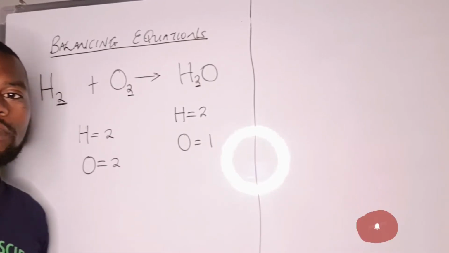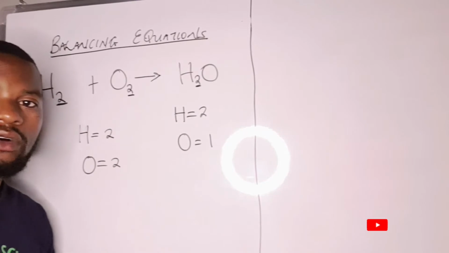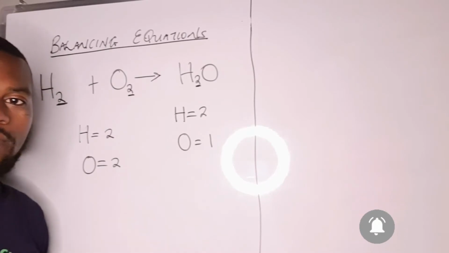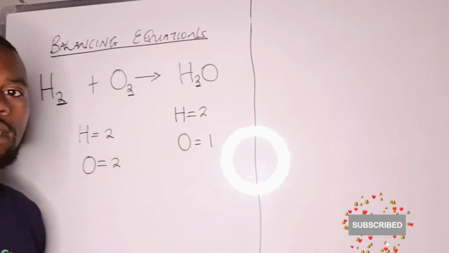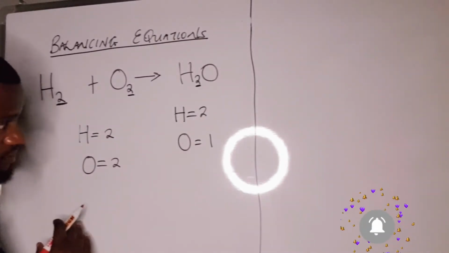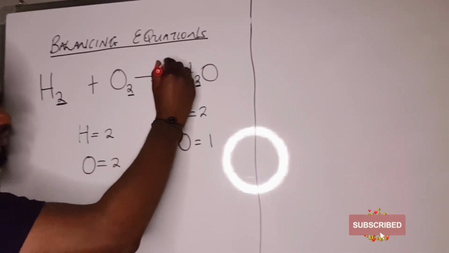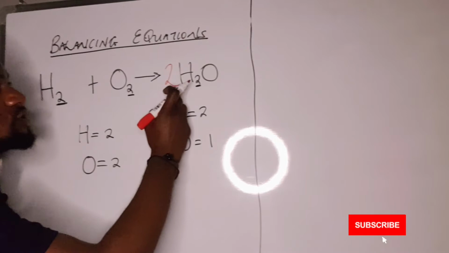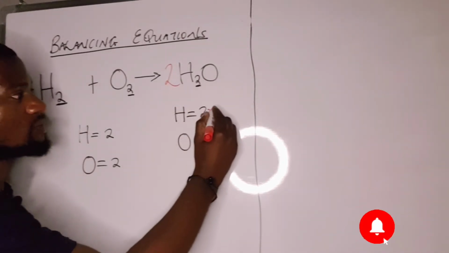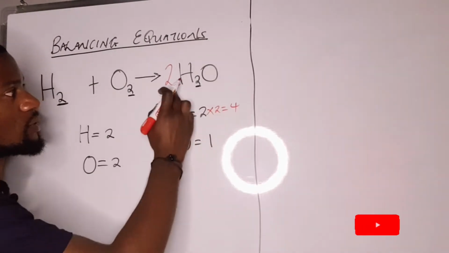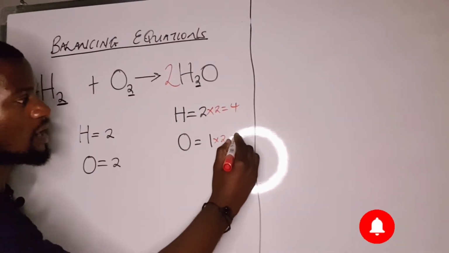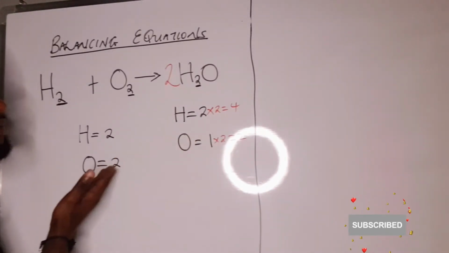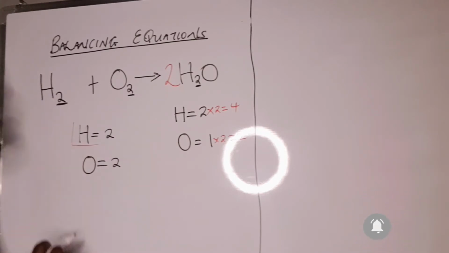The second thing to do now is to introduce a coefficient. A coefficient is written in front of an element or a compound. In this case, we are trying to balance oxygen, so we write a coefficient 2 in front of water. What we've just done here is that this 2 will multiply with everything here. So we multiply by 2, we are going to have 4. We multiply by 2, we are going to have 2. So this simply shows that oxygen is balanced, but we have disturbed hydrogen.